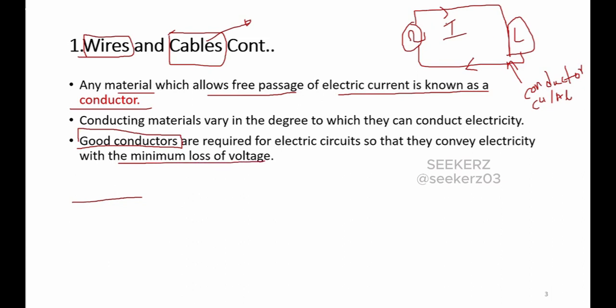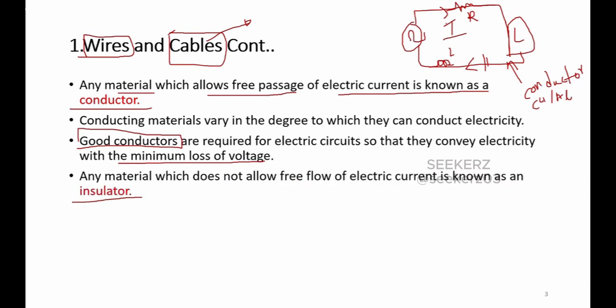Minimum loss means normally in every cable or conductor we can find resistive, inductive, and capacitive values. Because of these impedances, it will drop the voltage. When we are choosing these conductors, we should use good conductors which have minimum loss of voltage, meaning minimum impedance values.